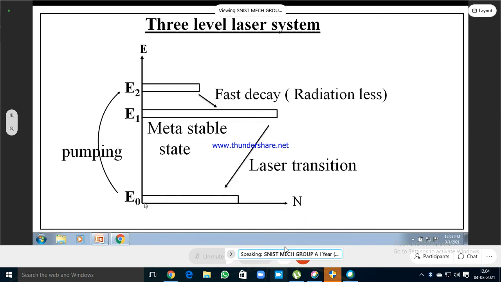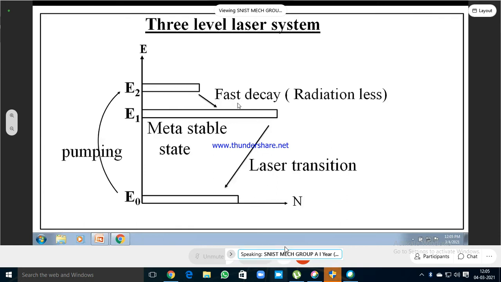So that means atoms will excite from the ground state to the excited state E2. By a suitable pumping mechanism or pumping process, the atoms will be excited from the ground state E0 to the E2 level. And in the E2 level, the atoms will de-excite. De-excite means comes down.